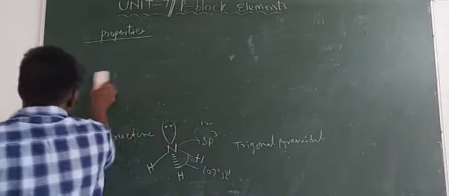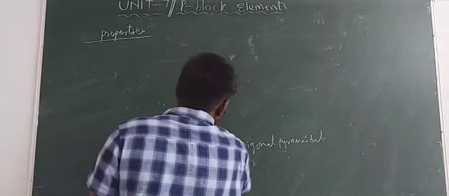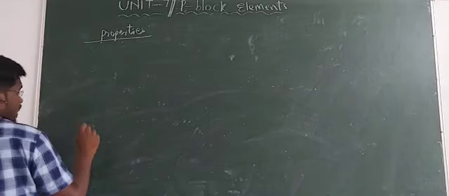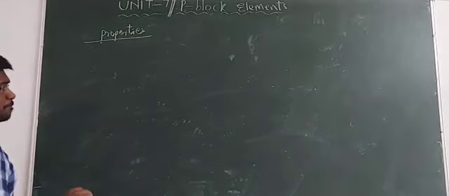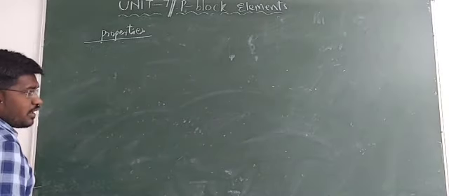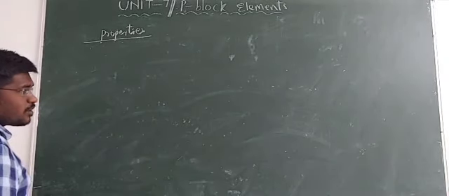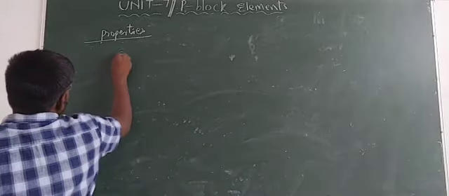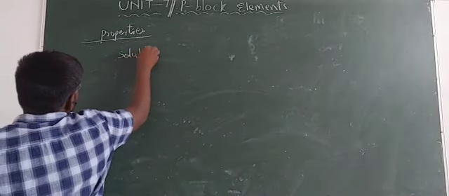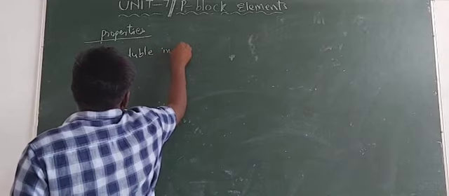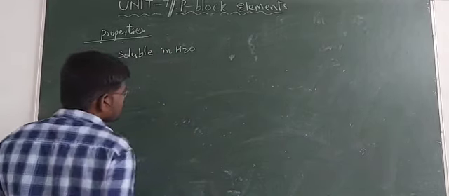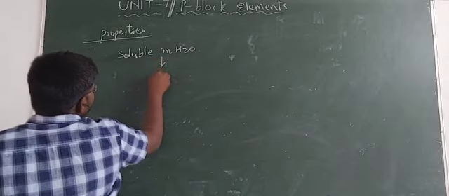Next one, solubility in water. So ammonia is soluble in water. Ammonia is soluble in water, and the aqueous solution of ammonia is basic in nature. So when it is soluble in water, the resulting solution is basic in nature.